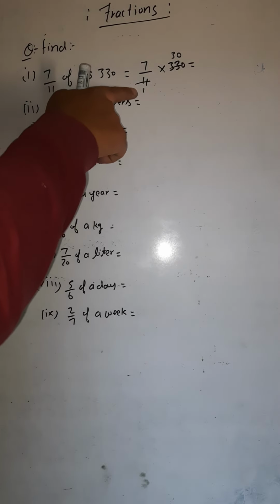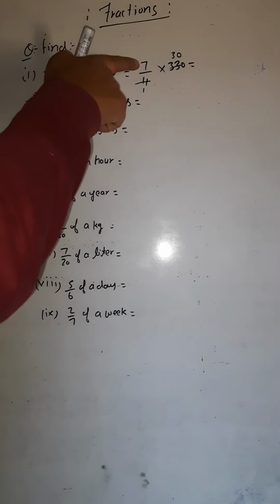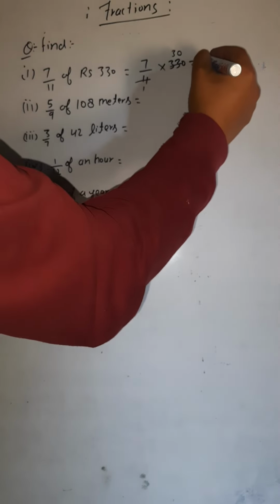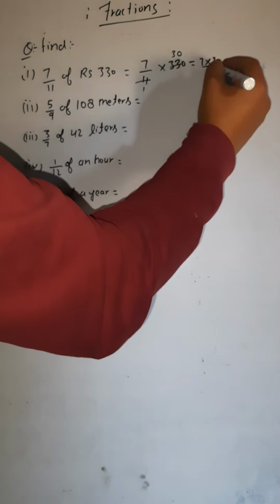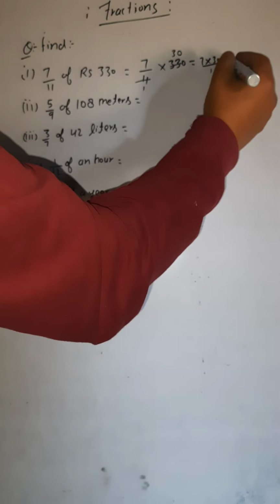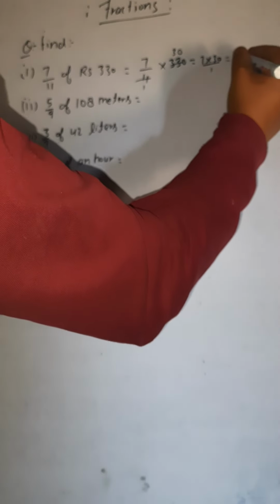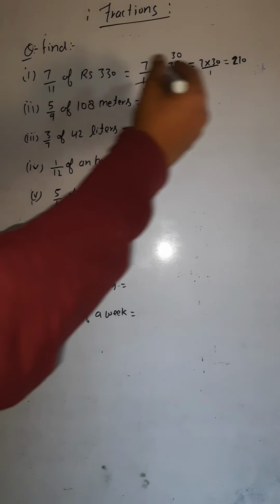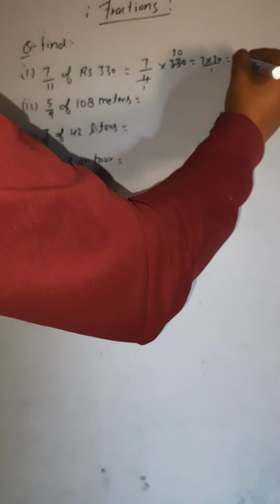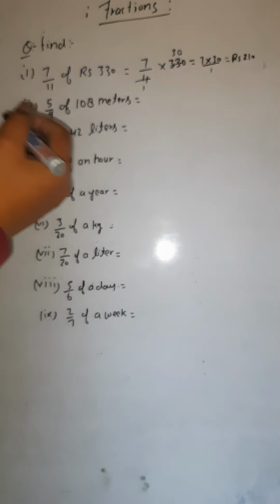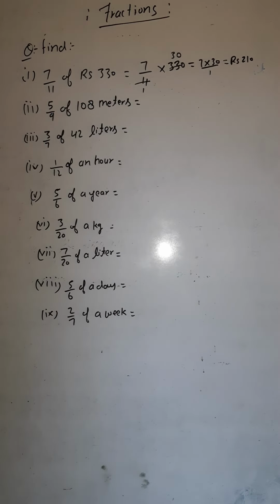Now downside only 1 is left, so you can leave it. So upside you would multiply 7 multiply 30 would be the answer. 7 multiply 30 by downside only 1 is there. So how much would be the answer? 7 30 is 210. 210 divided by 1, you can leave it. So 210 rupees. How many rupees there? Rupees 210. Okay. So 7 by 11 of rupees 330 is how much? Rupees 210. Okay. Similarly, the next question is 5 by 9 of 108 meter.